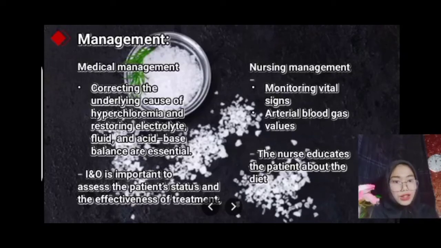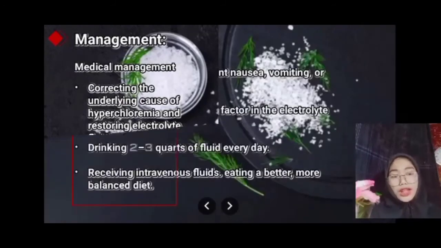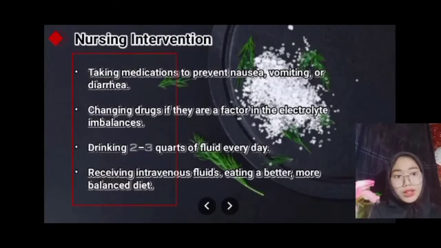Next are nursing interventions: taking medications to prevent nausea, vomiting, or diarrhea. And then next, changing drugs if they are a factor in the electrolyte imbalance, drinking 2 to 3 quarts of fluid every day, receiving intravenous fluids, and eating a better or more balanced diet.